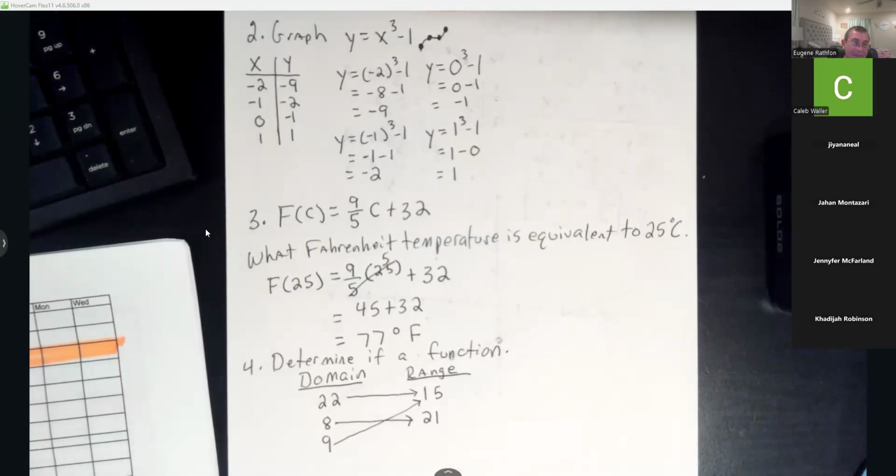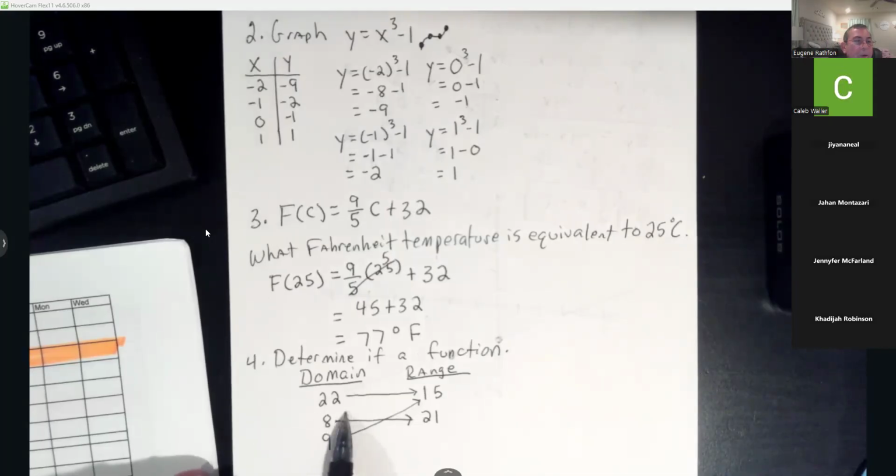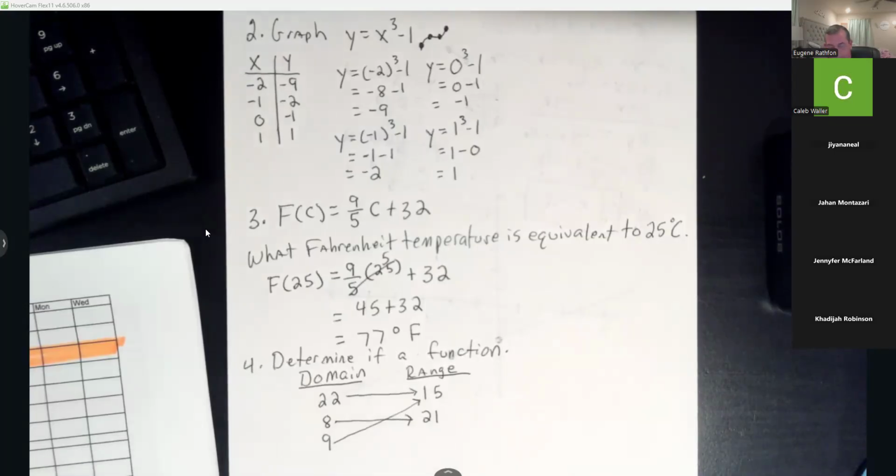All right, this is definitely a function. Good job. Because y'all remember, we focused on the domain. To be a function, every one of my domains can only point to one range value. So 22 only points to 15, 8 only points to 21, 9 only points to 15. We didn't say different domains couldn't share a range. Our only rule is that the domains can only have one value each.